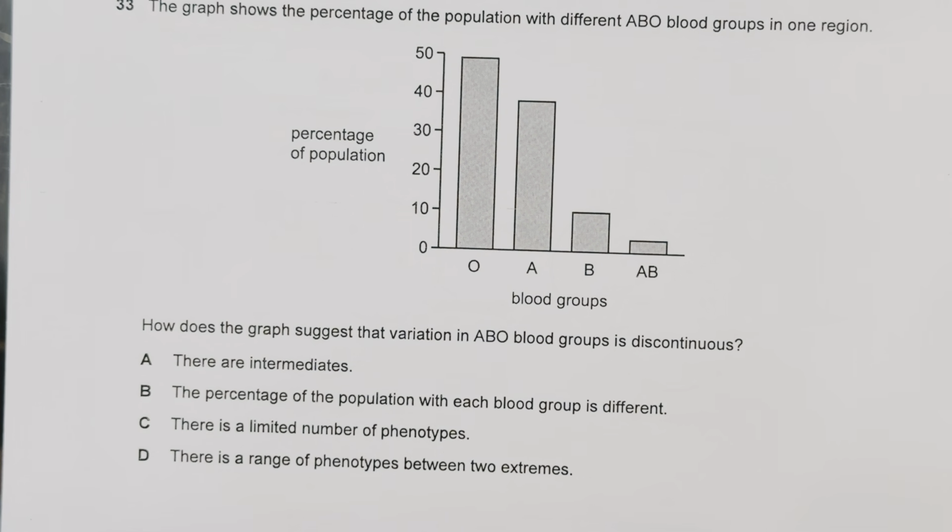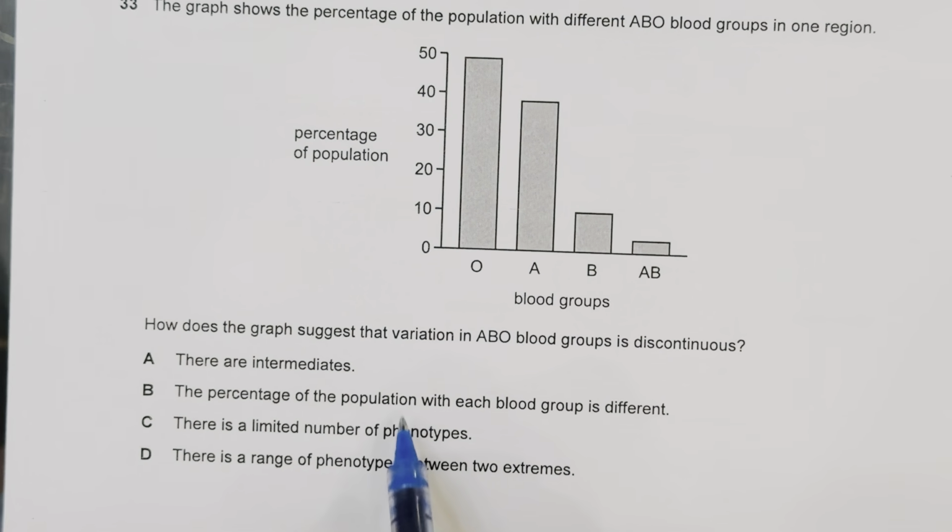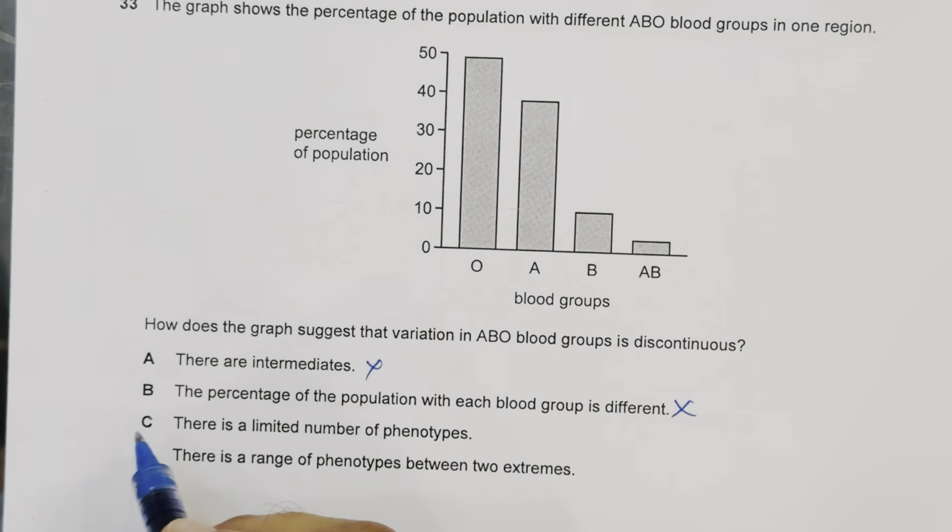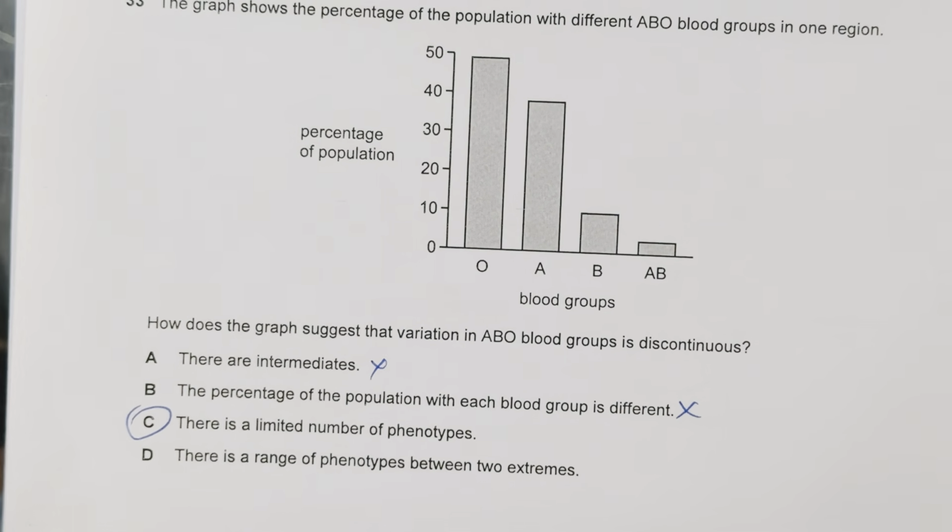The graph shows the percentage of the population with different ABO blood groups in one region. How does the graph suggest that variation in ABO blood group is discontinuous? There are intermediates. The percentage of the population with each blood group is different. No. There is a limited number of phenotypes. Yes, this is the right answer. There is a limited number of phenotypes. Moving to question number 34.